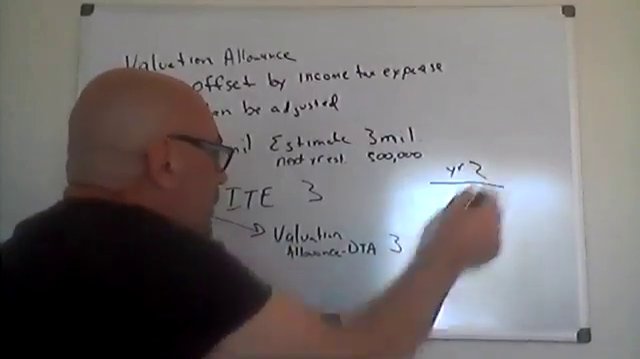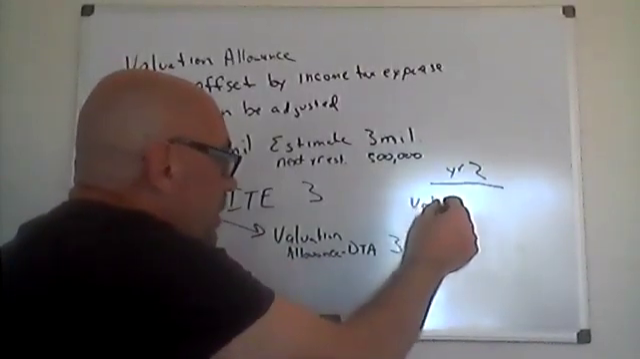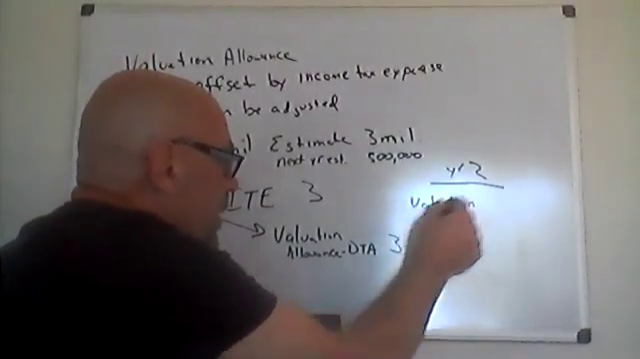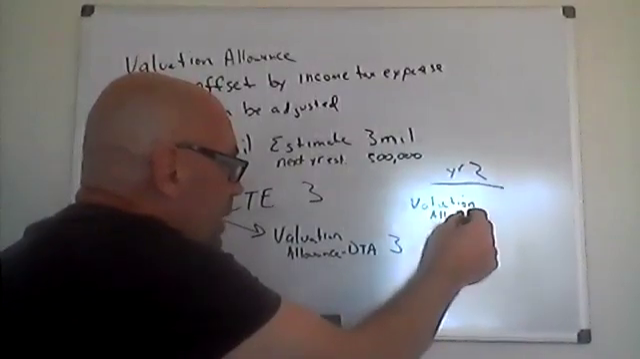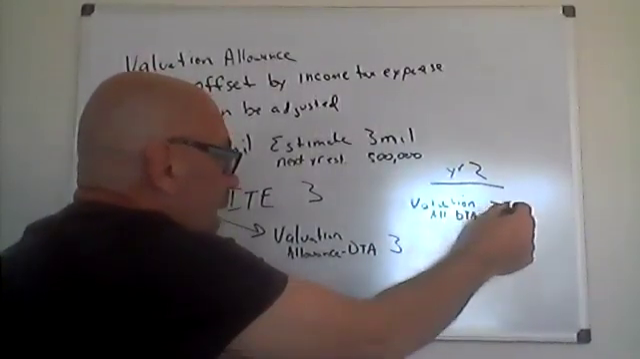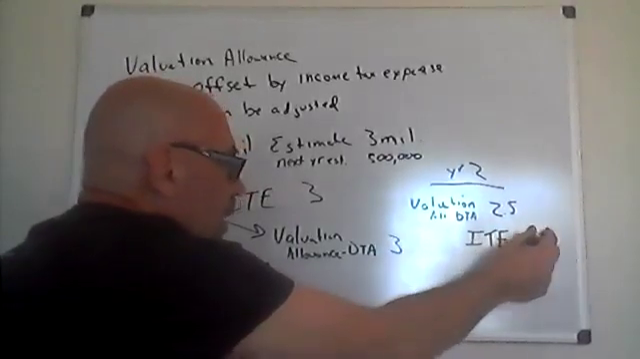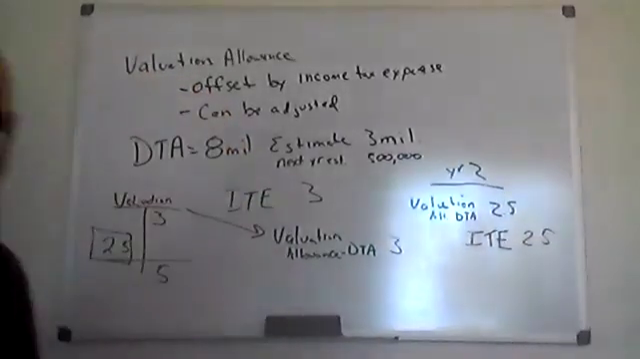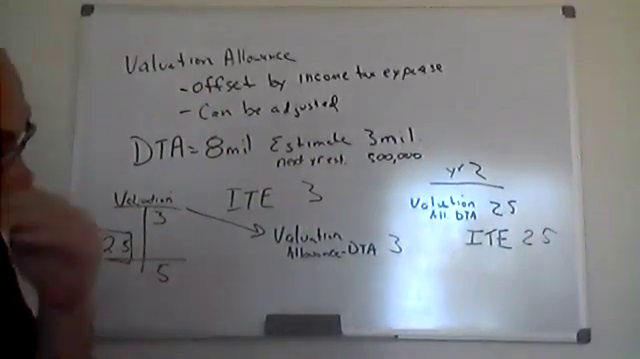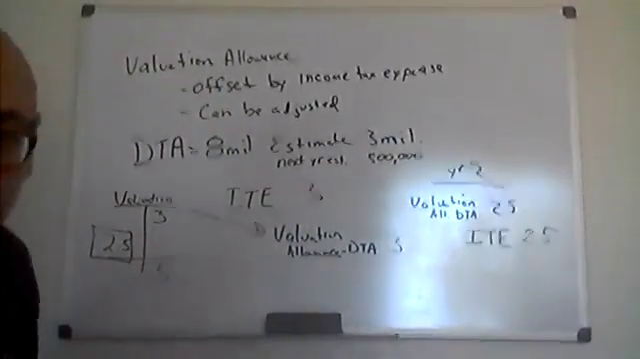So in year 2, the journal entry is actually going to be a debit to your valuation allowance DTA of 2.5, and it is actually going to lower our income tax expense with a credit of 2.5. Okay.